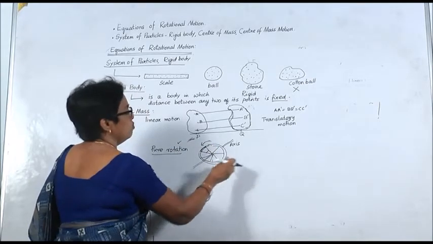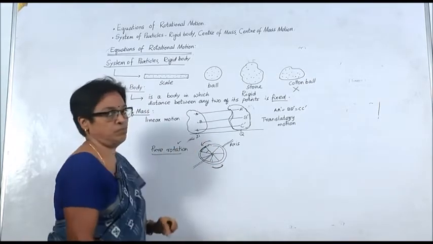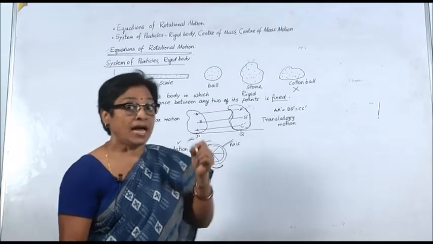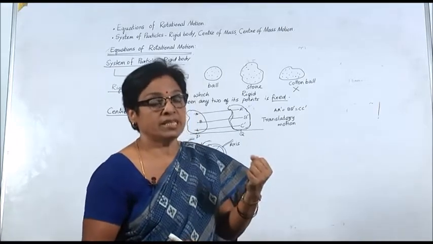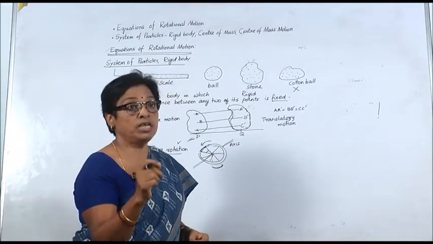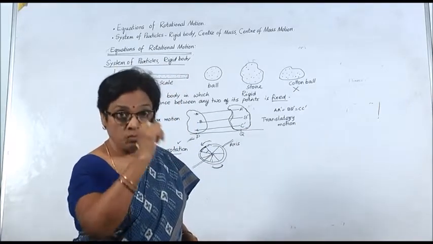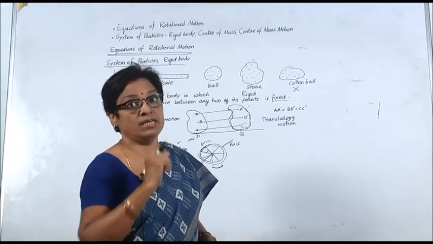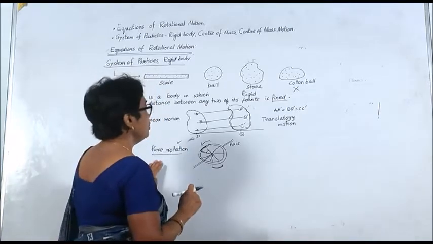They will move anti-clockwise through 10 degrees. So if the angle changed remains the same, then we say that it is a pure rotation. Each part of the rigid body will pass through the same angular displacement, then it is a pure rotation.